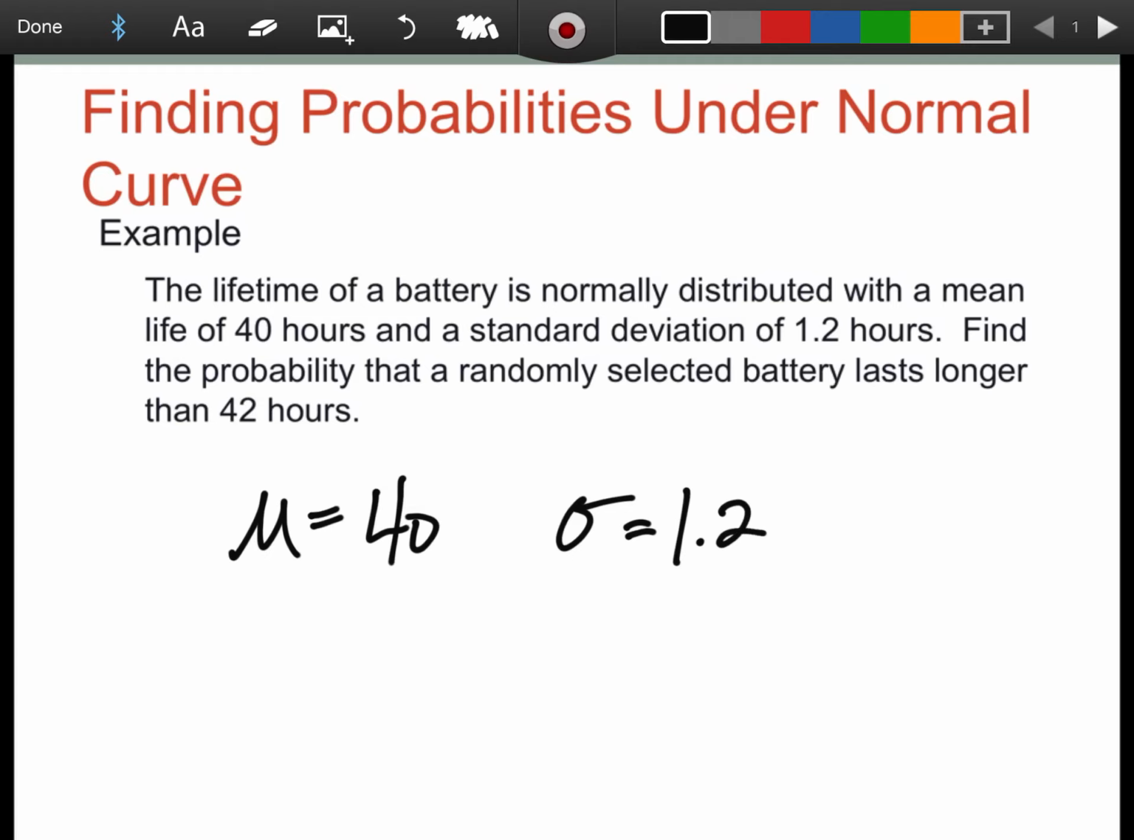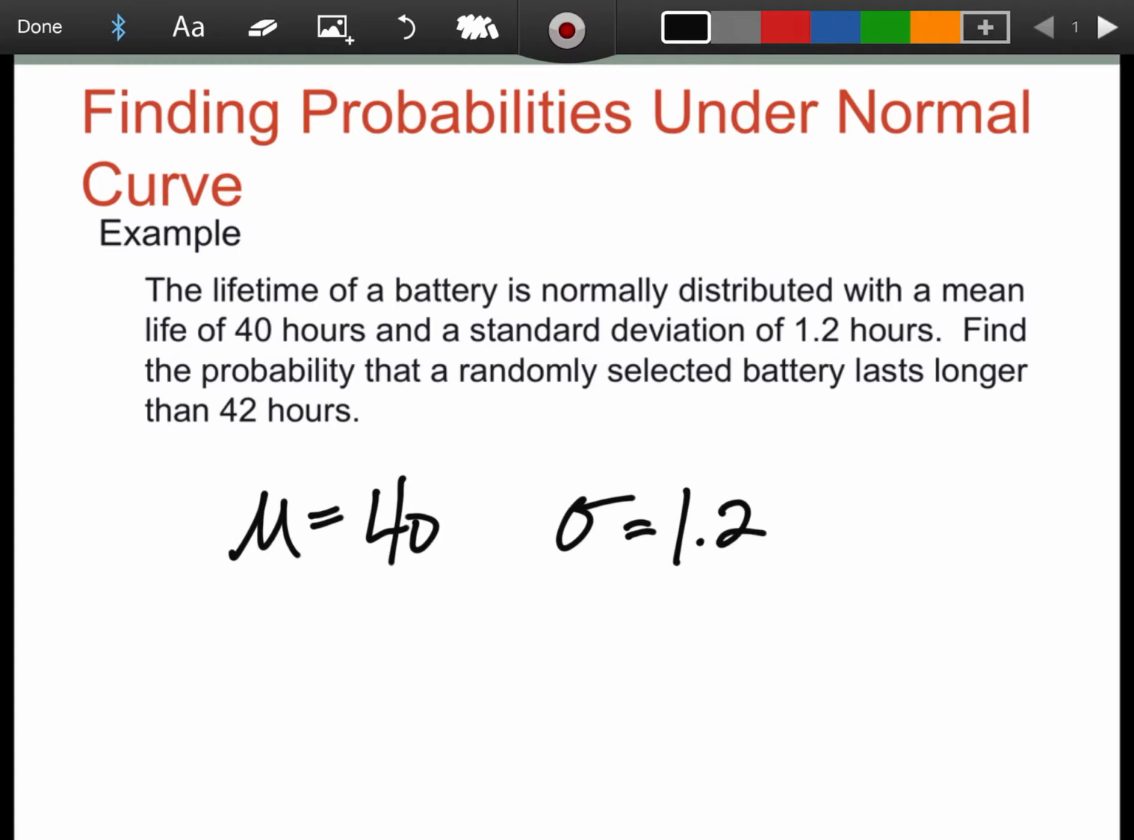So let's say I have a customer that calls me and says, my battery only lasted 42 hours and I think I should get a refund. So I want to find the probability that a randomly selected battery would last longer than 42 hours. So I want to see, is she correct? Should I give her a refund based on the fact that her battery only lasted 42 hours?